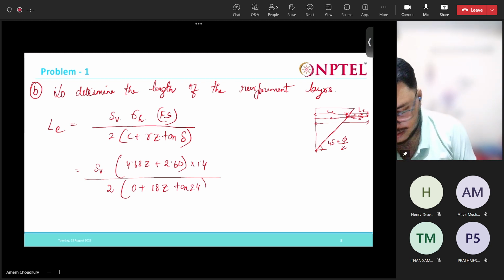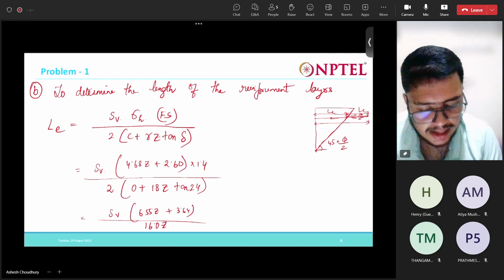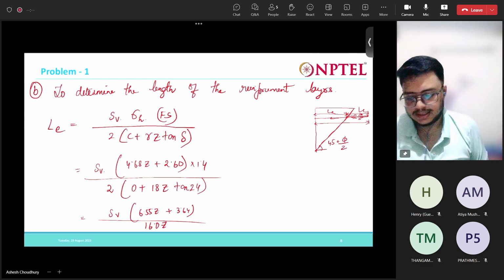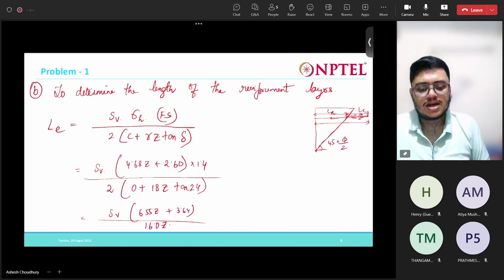All right. So from here we can write LE as (6.55z + 3.64) divided by 16.0z. This is LE, the embedment length. And what is this LR? How to determine this LR?